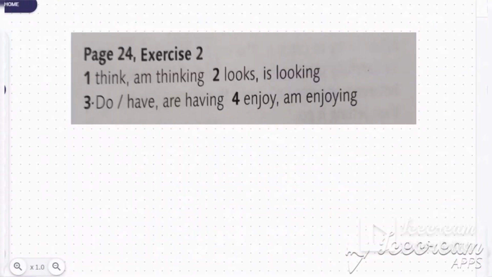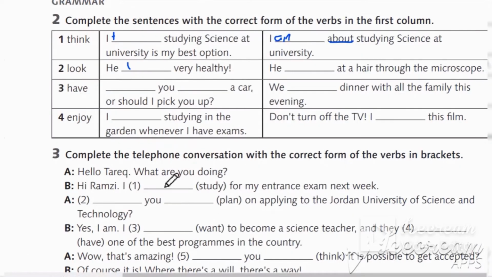Now these are the answers. I've written them for you. Think, I am thinking. Looks, is looking. Do, have, are having. Enjoy, am enjoying. Okay? Now go to exercise number 3.